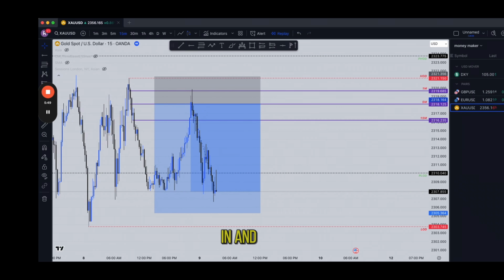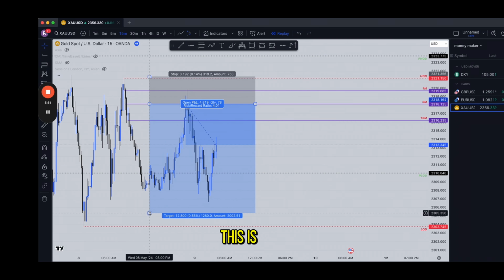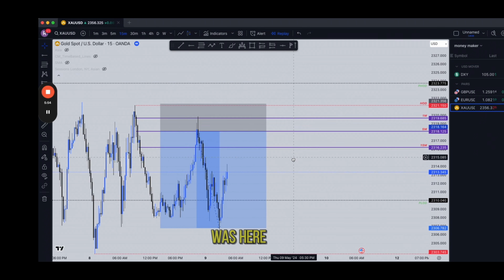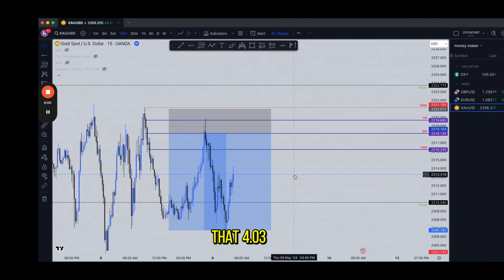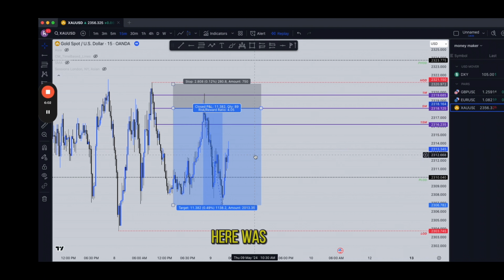Volume kicked in, and price dumped. Yeah, so this is what happened. My TP was here, and I just had a tighter stop. I think I had a stop like something like that, 4.03. That's what I got in my journal. So my trade here was like this.